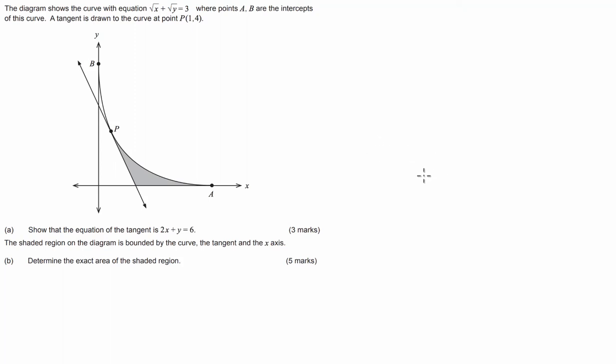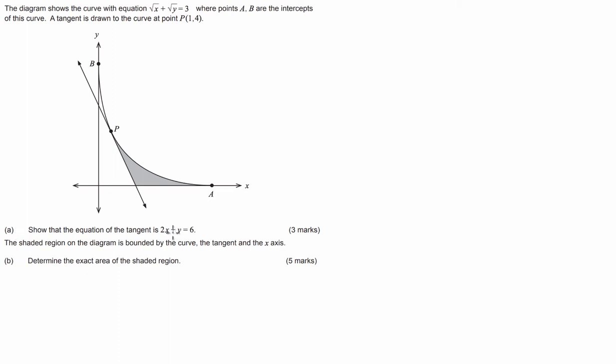G'day guys, we've got an applications of differentiation question for you today where we've got a diagram which shows the curve with equation square root of x plus square root of y equals 3, where a and b are the intercepts of the curve, so we have a and b. A tangent is drawn to the curve at the point (1, 4), so that's this point here. So now we have to show that the equation of the tangent line is 2x plus y equals 6.